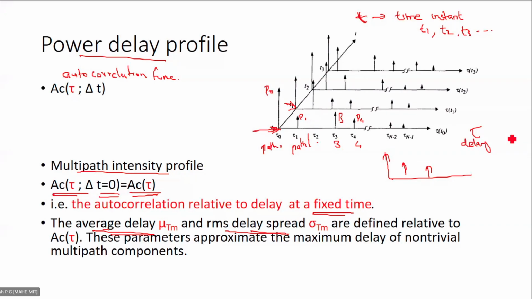And there is a transmitter, there is a receiver. You are transmitting something, like a pulse, from the transmitter, and due to multipath, it is received at the receiver at different time instances. So these delays are captured in tau, which is due to multipath.